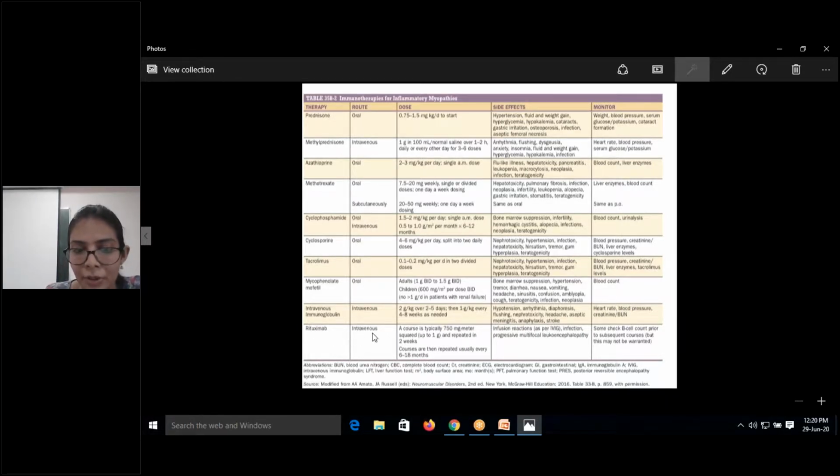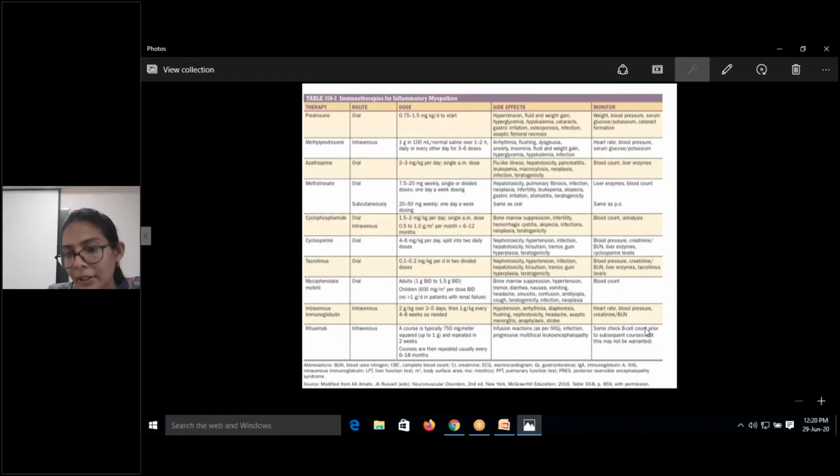And then coming to rituximab, it is also an intravenous preparation, and the course is specifically 150 milligrams per meter square, and you need to repeat it in 2 weeks. Then they are repeated usually every 6 to 18 months. The common side effects are infusion-related reactions, infection, and PML.